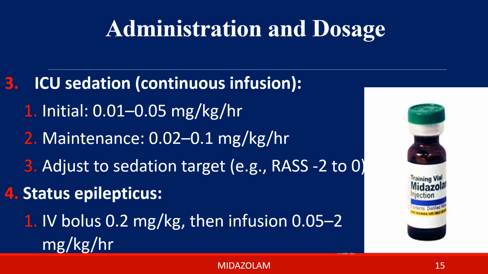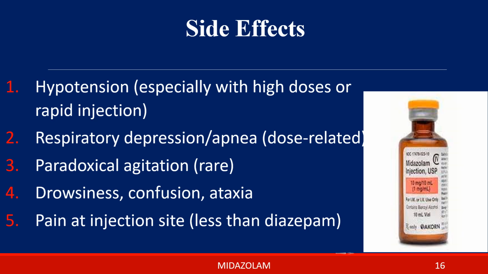for stopping prolonged seizures. Side effects of midazolam. 1. Hypotension, especially with high doses or rapid injection, means low blood pressure can happen with large or fast doses. 2. Respiratory depression, apnea, dose-related, means midazolam can slow or stop breathing, depending on dose. 3. Paradoxical agitation, rare, means sometimes midazolam causes unexpected agitation instead of sedation, but this is rare. 4. Drowsiness, confusion, ataxia, means midazolam can cause sleepiness, confusion, and unsteadiness. 5. Pain at injection site, less than diazepam, means midazolam might cause some pain when injected, but less than diazepam does.